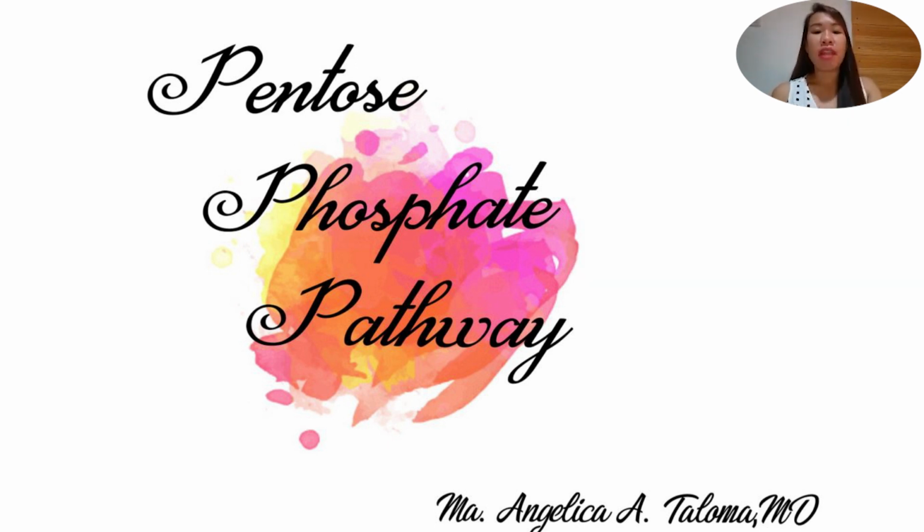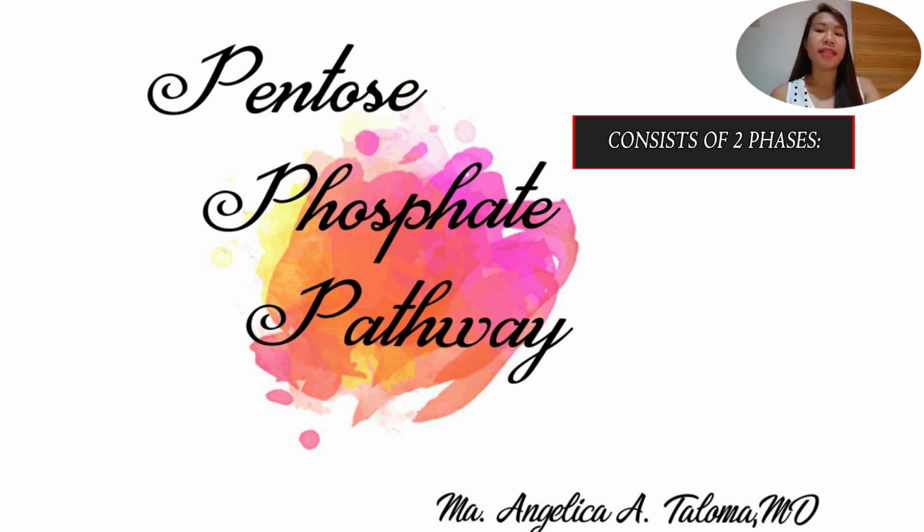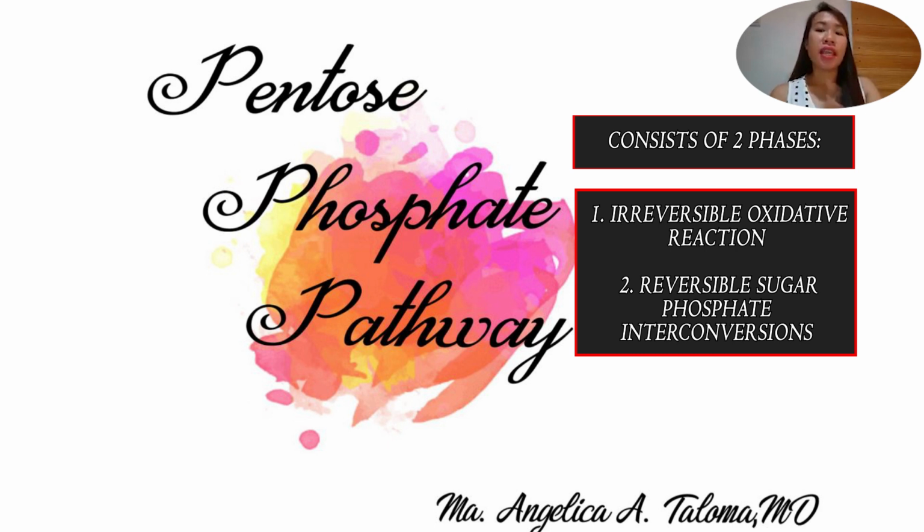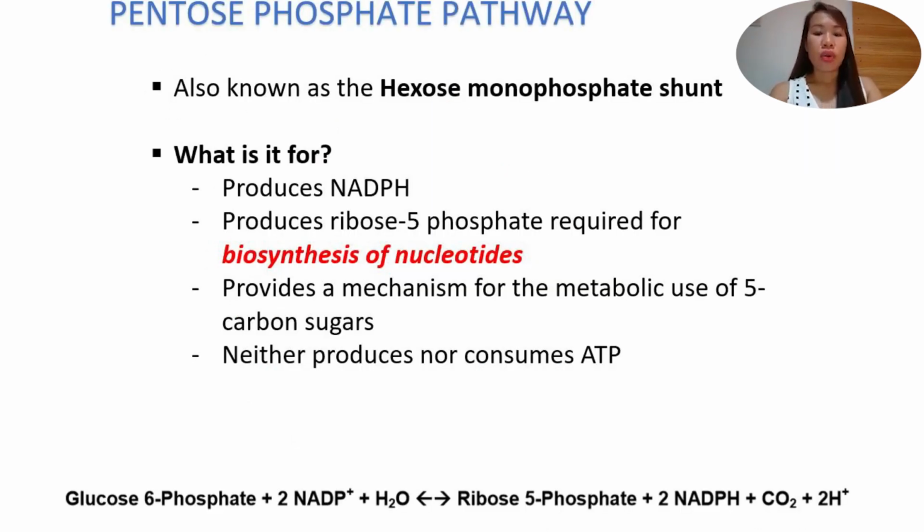I want you to remember that this pentose phosphate pathway has two phases, an oxidative phase and a non-oxidative phase. You will know later that the oxidative phase is irreversible in nature, while the non-oxidative phase is reversible. As I've mentioned earlier, the pentose phosphate pathway is also known as the hexose monophosphate shunt. This is its other name.